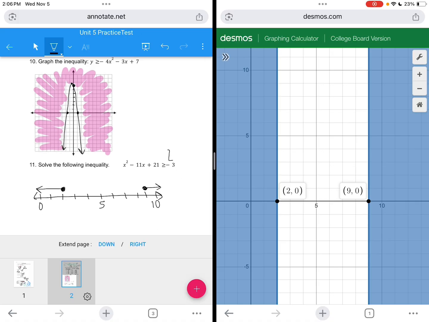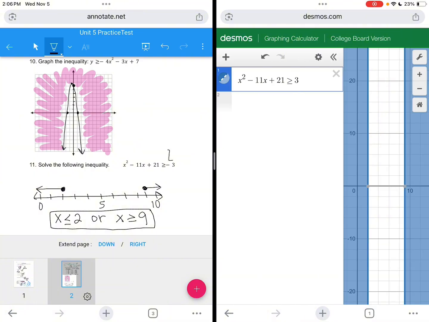So basically from this, I know that this is an or. We know that our x value is either going to be less than or equal to 2, or x is going to be greater than or equal to 9. But there's no number in the world that is going to be less than 2 and bigger than 9. So that would be our final answer.